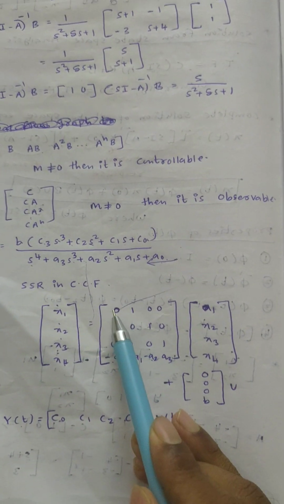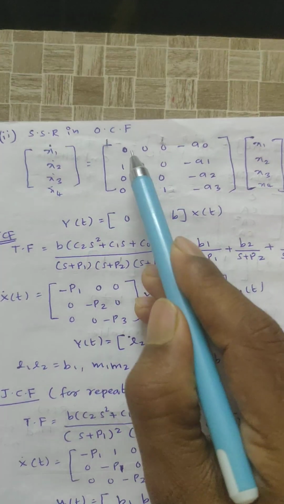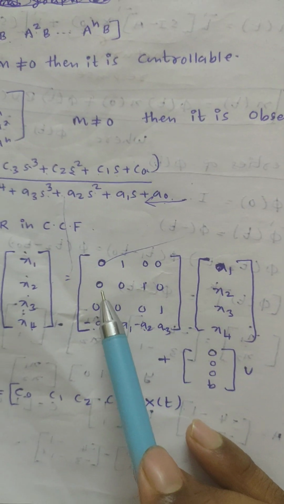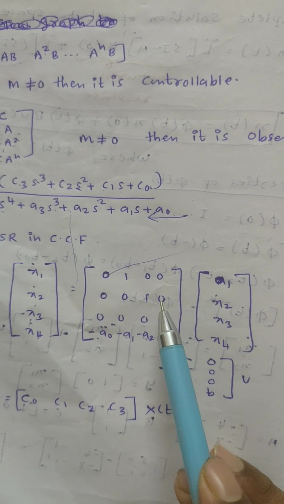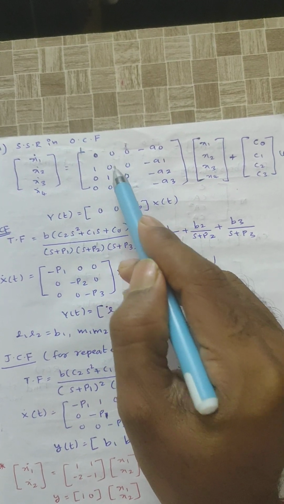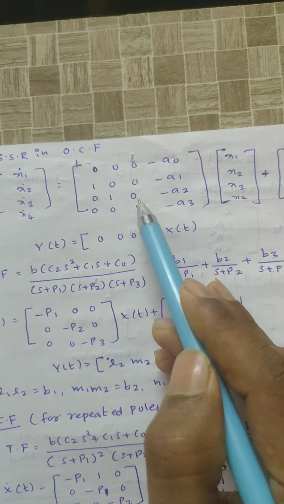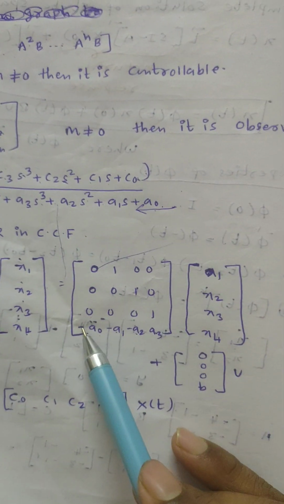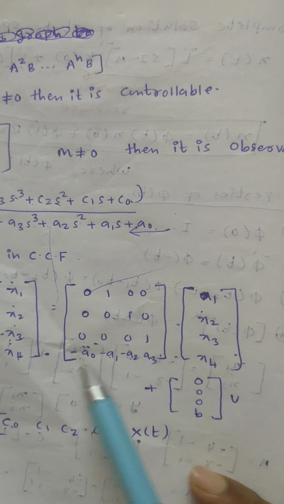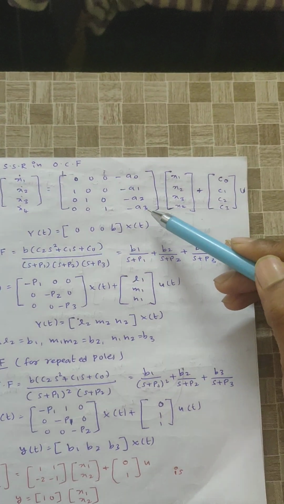Now see here, what is the first row? 0 1 0 0. This is replaced with the first column, that is 0 1 0 0. Next, the second row 0 0 1 0 is replaced with the second column 0 0 1 0. Next, the third row 0 0 0 1 is replaced with the third column 0 0 0 1. Next, minus a naught, minus a1, minus a2, minus a3: the fourth row is replaced with the fourth column minus a naught, minus a1, minus a2, minus a3.